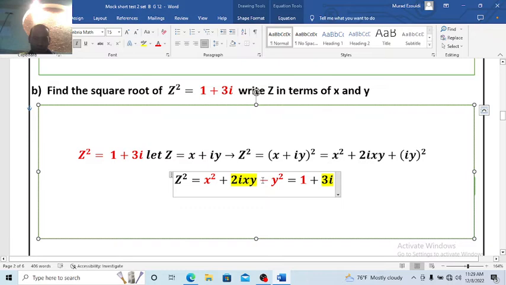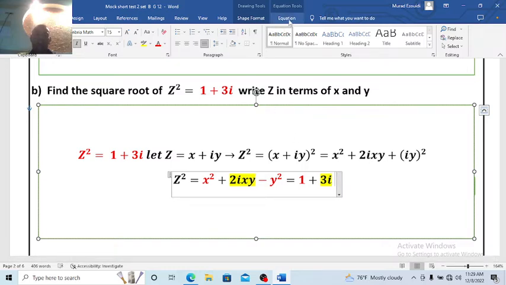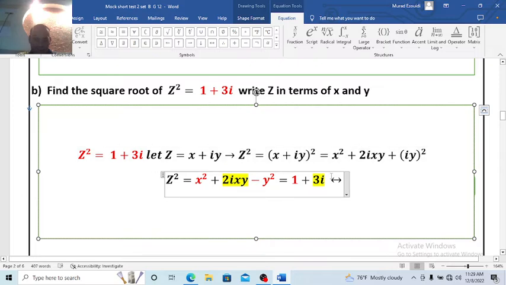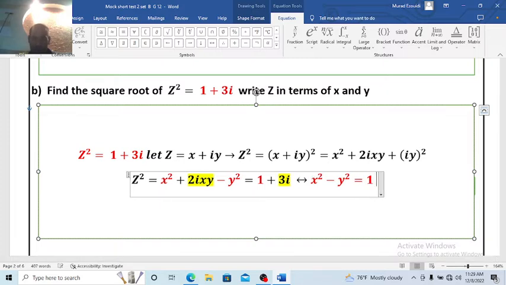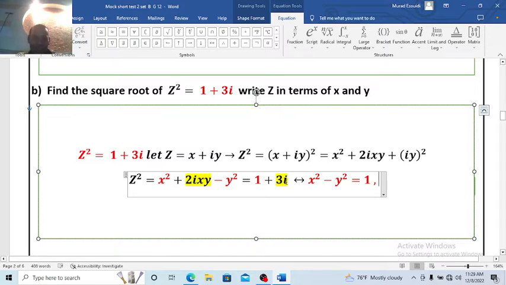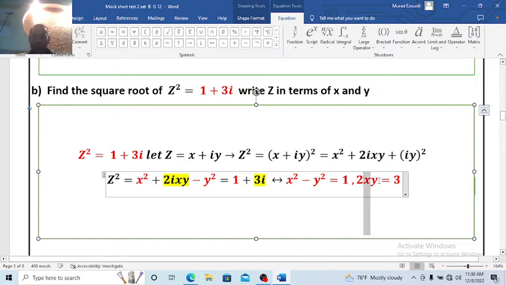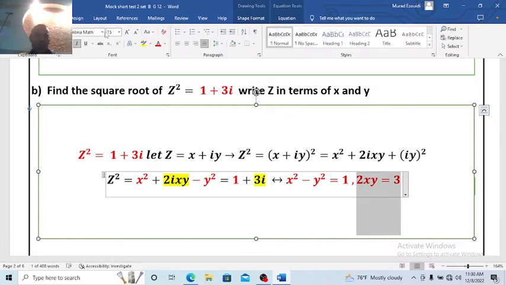After equating, this gives us x squared minus y squared equal 1. This is the first equation. At the same time, you can cancel the i from both sides and write 2xy equal 3, then xy equal 3 divided by 2.